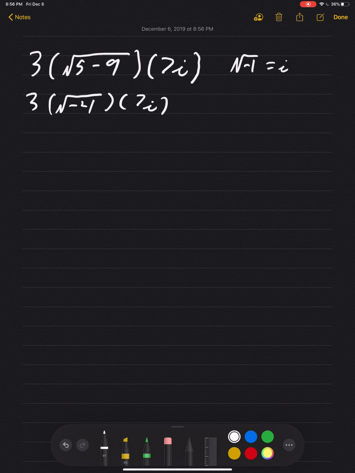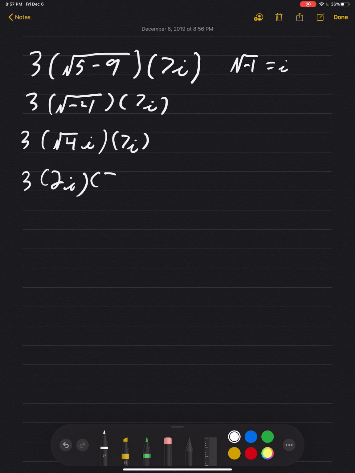So the square root of negative 4 can also be written as the square root of 4i, because we're taking out the square root of negative 1 here, and we're representing that as i. So now we have the square root of 4 times 3 times 7i. And we can solve for the square root of 4. And the square root of 4 is 2. So now we have 2i times 3 times 7i.